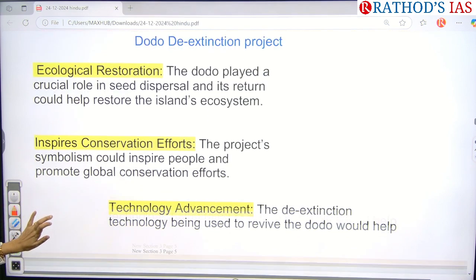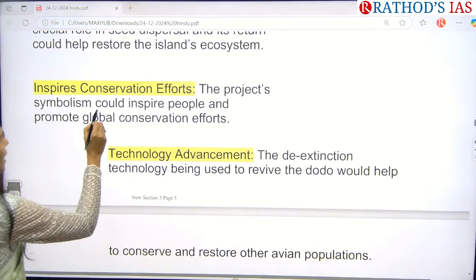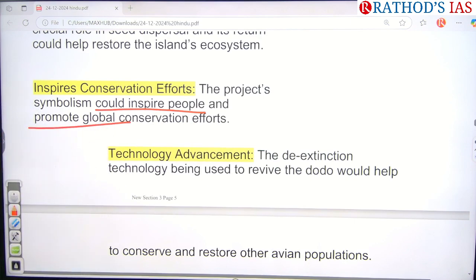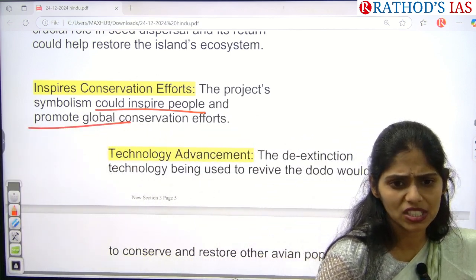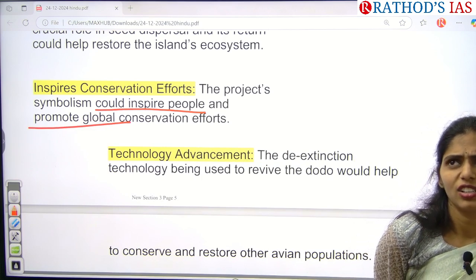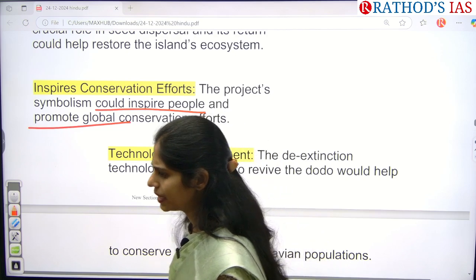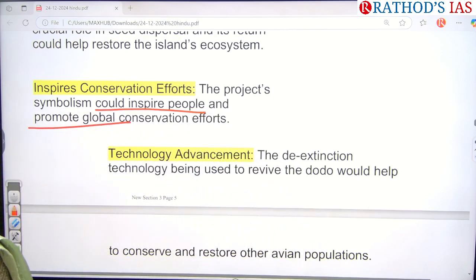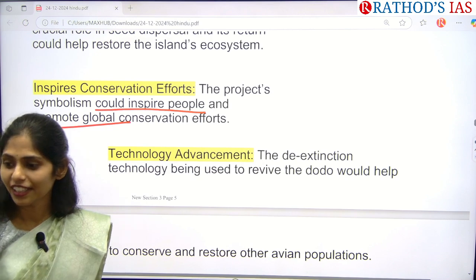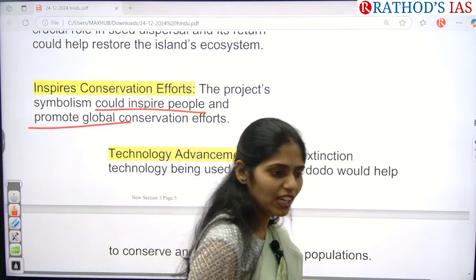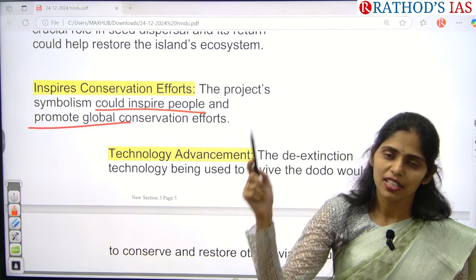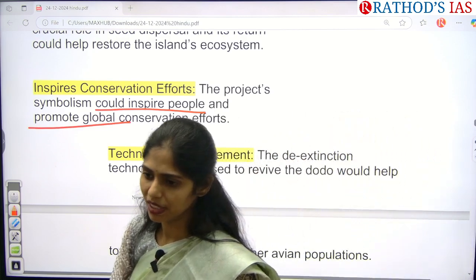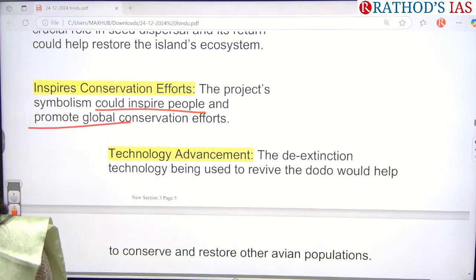And the next one is that this project is also very helpful to inspire people to promote global conservation efforts. Recently, one bird was brought back by gene therapy. Recently the Rajasthan state government came up with the Great Indian Bustard project. If we become successful in that, obviously it will give lessons to different countries that yes, by using science we can do something. We can take some steps for conservation of our ecosystem. So this is one example.